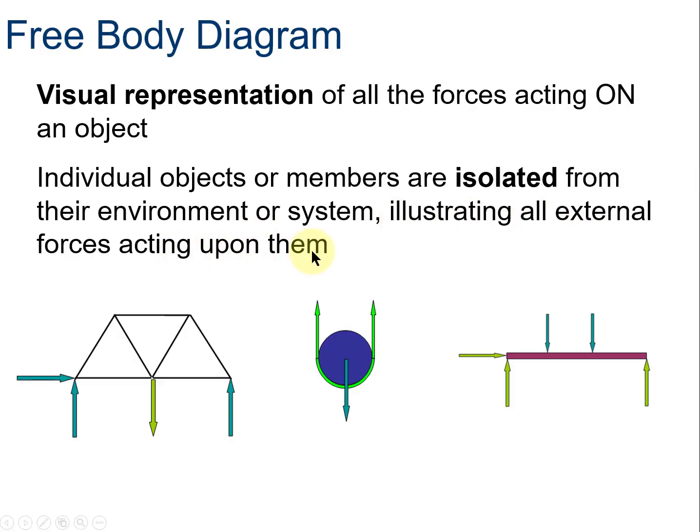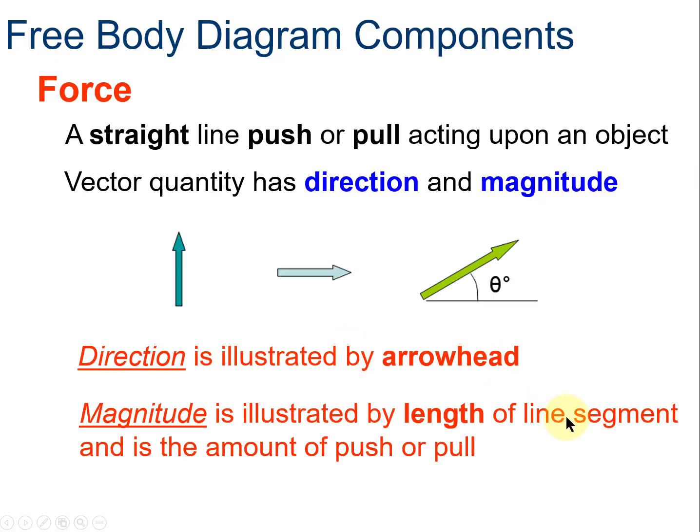So what that means is you take the object you're interested in, you only concentrate on it, and you draw a very simplified picture of it, and you list diagrammatically, like shown here, all the forces on the object. All these arrows represent forces.